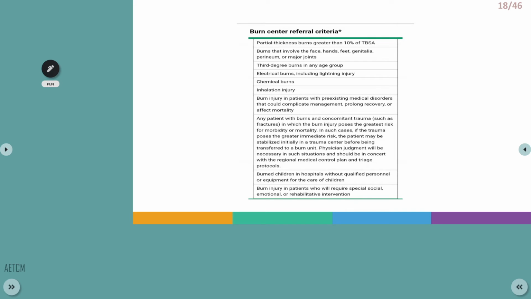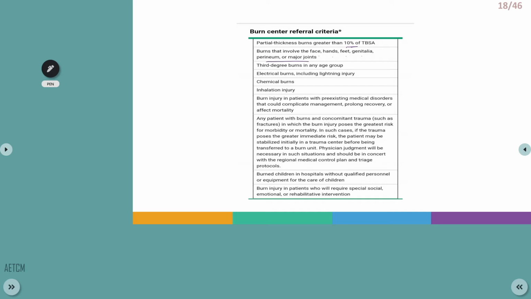Okay, so when to refer a patient with burns to a burn center? If the patient has partial thickness burns of more than 10% of the total body surface area, or a burn over the face, hand, feet, genitalia, perineum, or major joints, or third degree burns in any age group, or electrical burns including lightning injury. For monitoring of arrhythmia and ECG monitoring, we need to refer to a burn center.